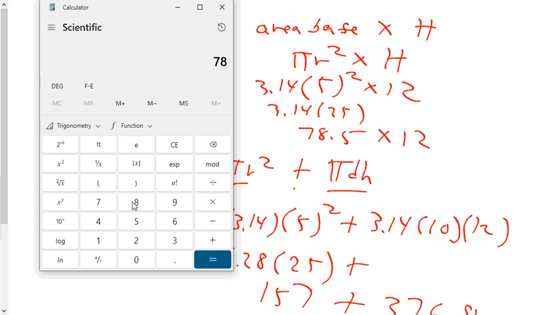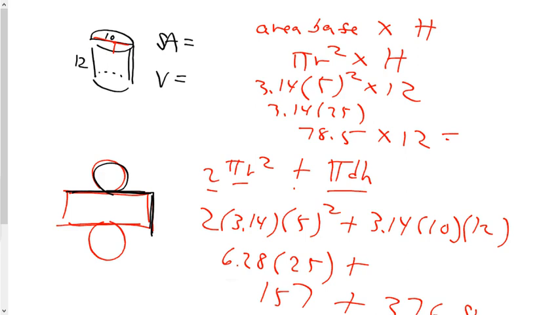78.5 times 12 equals 942 cubic units. Or if you want to put units cubed, you can. Either one's fair. And that's the volume or the capacity that vessel or that container can hold.